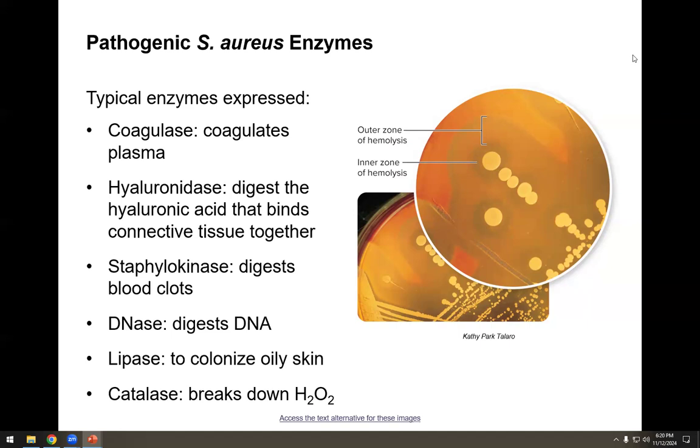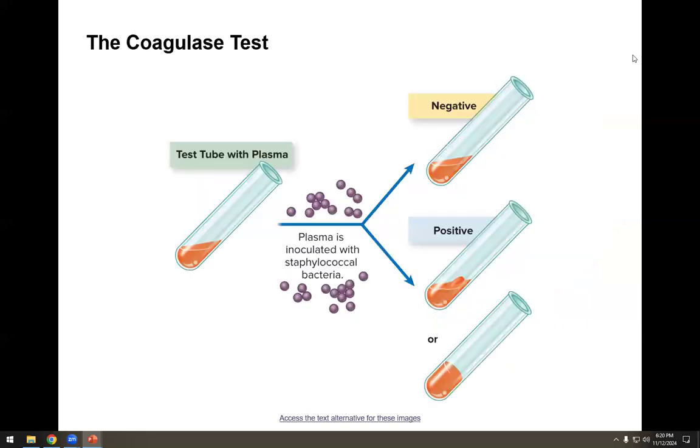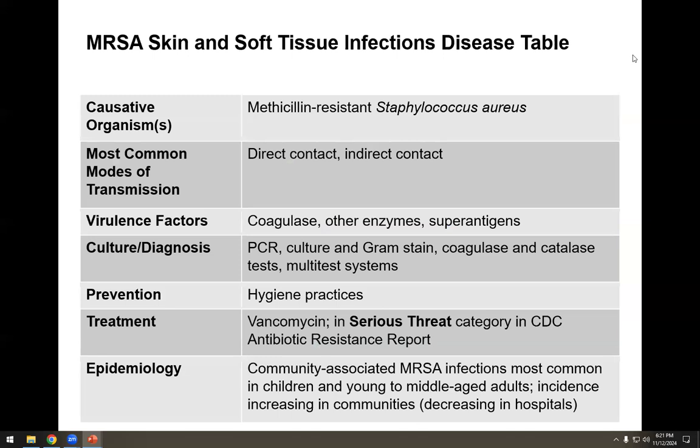So coagulase helps with that in that regard, but it's also useful for testing it. So if you think somebody has a skin infection and you look at it in a gram stain and it's a staphylococcus of some kind, you mix it with some rabbit plasma. If it coagulates that plasma, then it produces coagulase, and it will be a Staphylococcus aureus is what does that. So that's an identifying test.